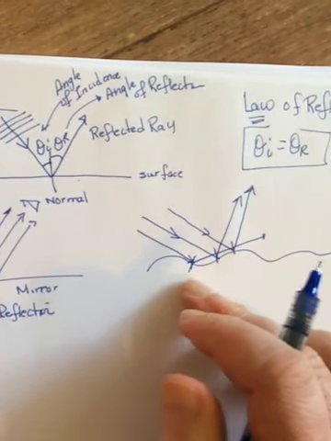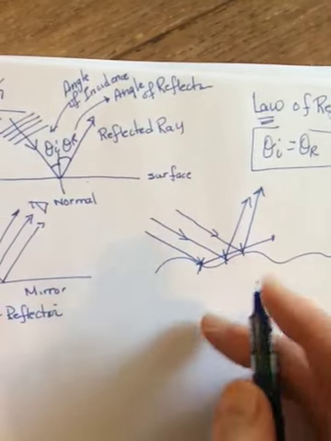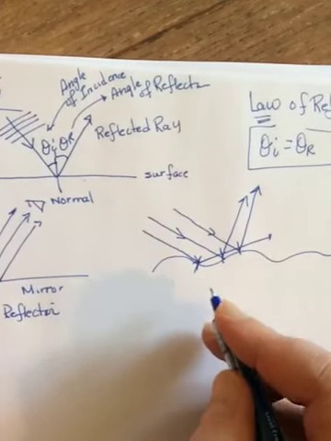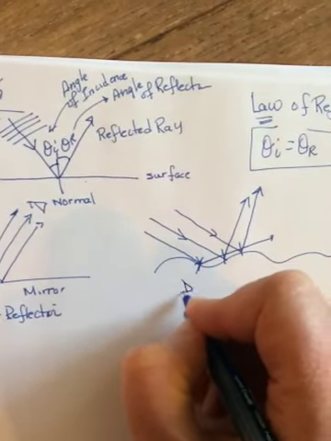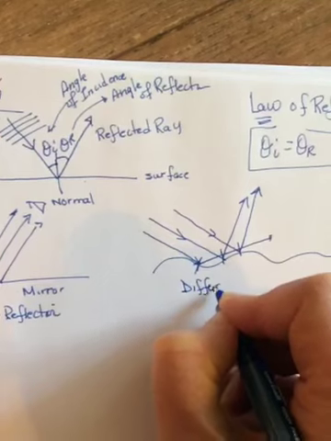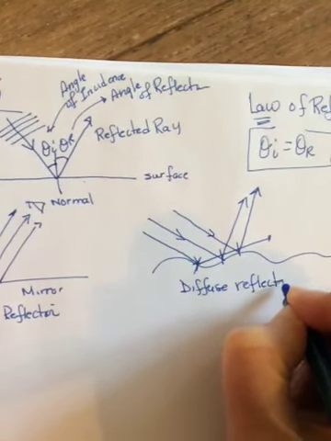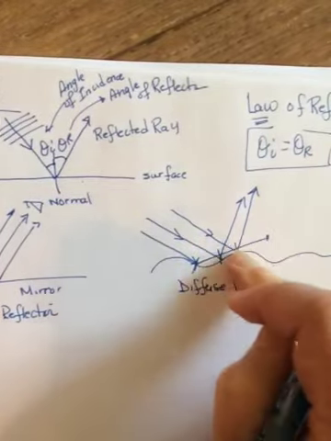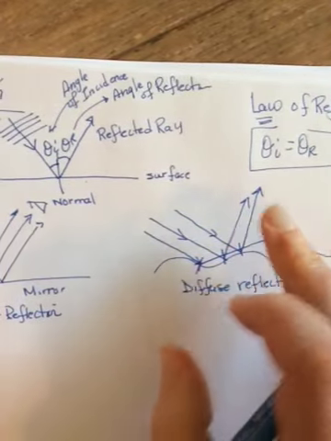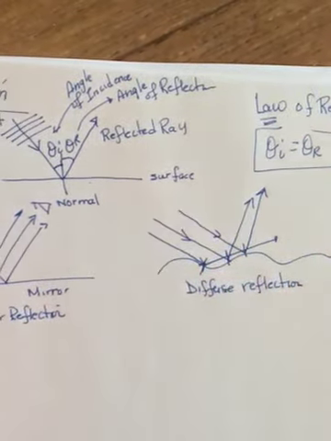You can see the outline of the image, but you're not going to cut your hair in that. This is called diffuse reflection. So you can still see the image, it's just not clear. It still obeys the law of reflection. It's just that the surface isn't smooth.